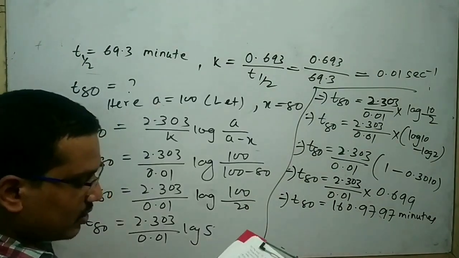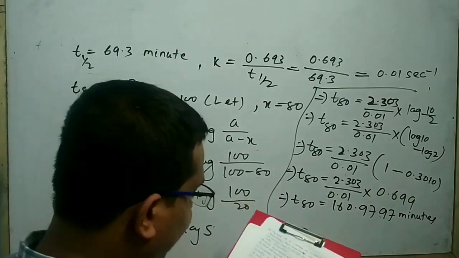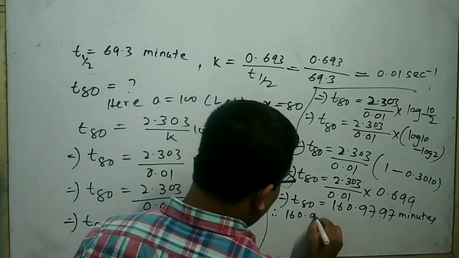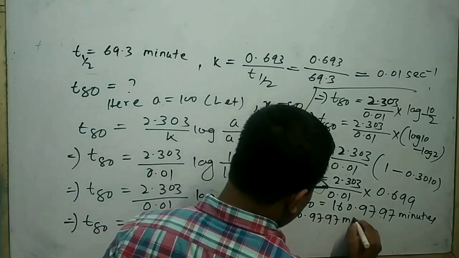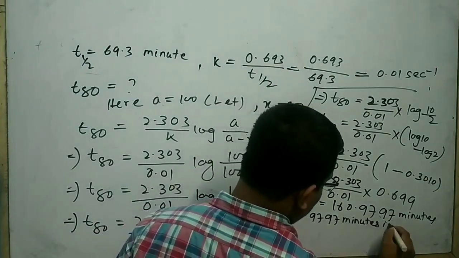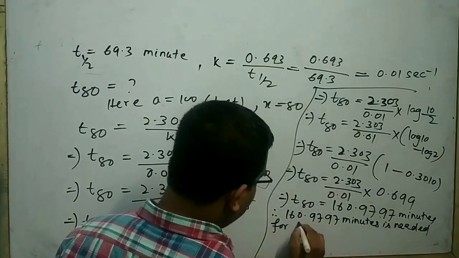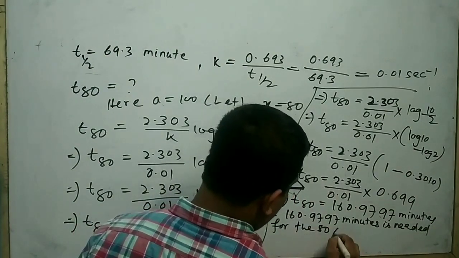So the answer is 160.9797. In our question, how much time will be needed for 80% completion? So we can write that 160.9797 minutes is needed for the 80% completion.